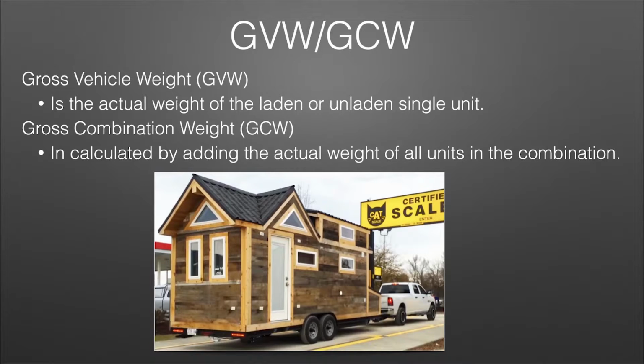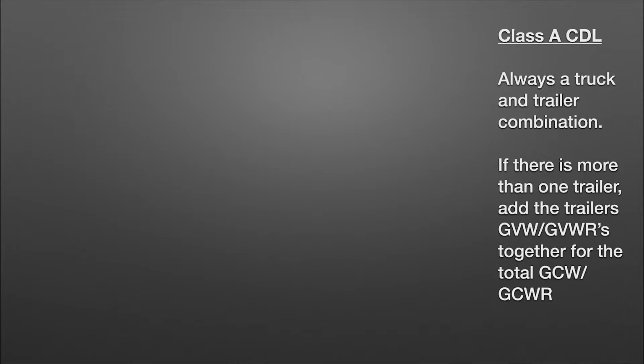Now, this is really important because, for instance, looking at this house trailer that we have right here, it's very possible if that was on a 10,000 gross vehicle weight rated trailer, but if it weighed 11,000 pounds, an enforcement official is going to use the heavier of those two weights, so it would get marked down as being an 11,000 pound vehicle.